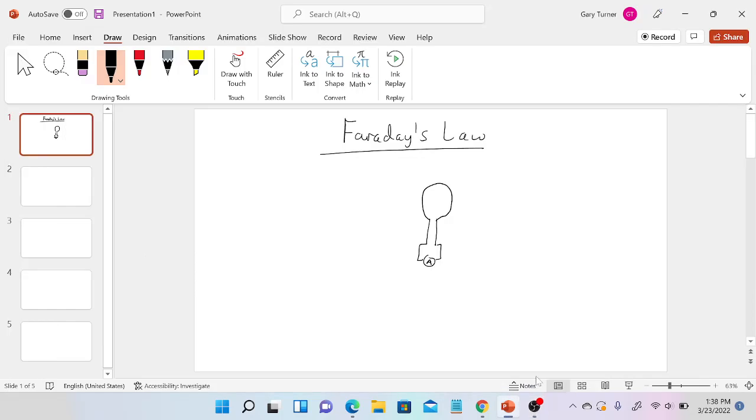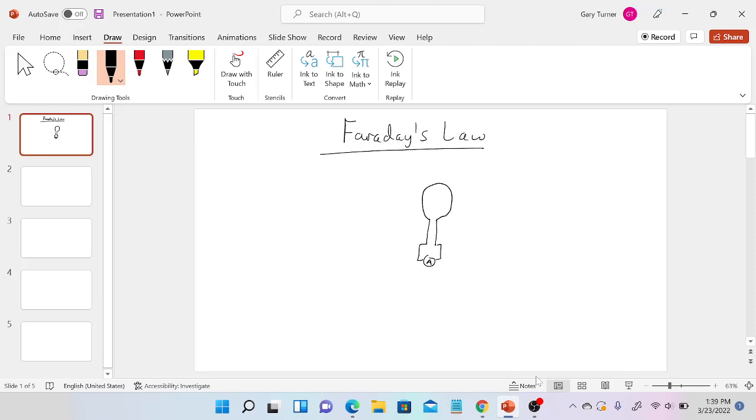So this lecture is going to focus on Faraday's law, and we want to draw some conclusions from some observations that have been seen to be true. Now, the basic message of Faraday's law is this.